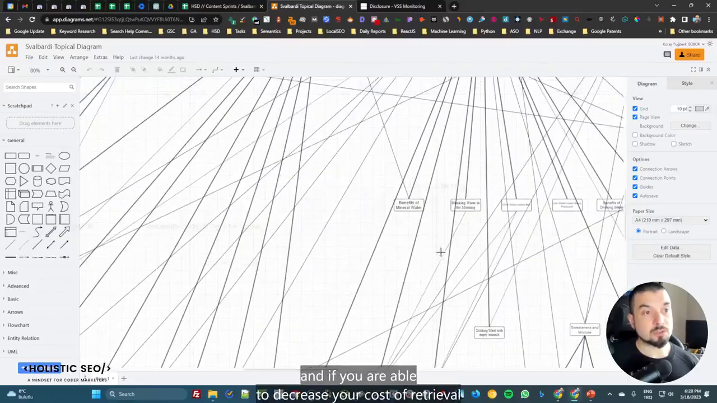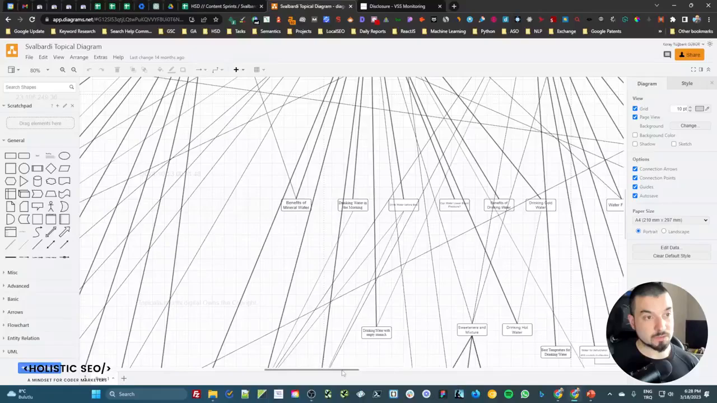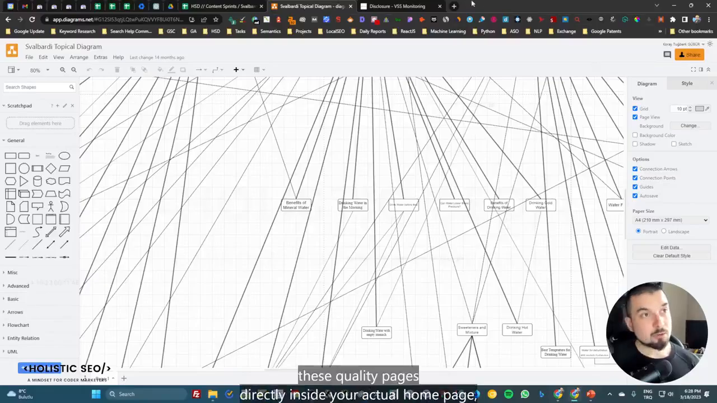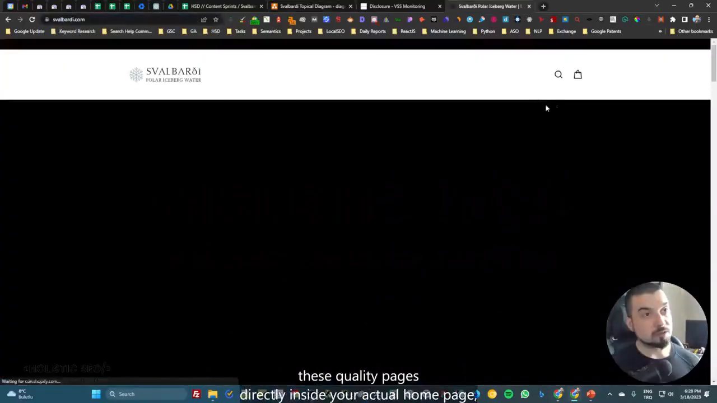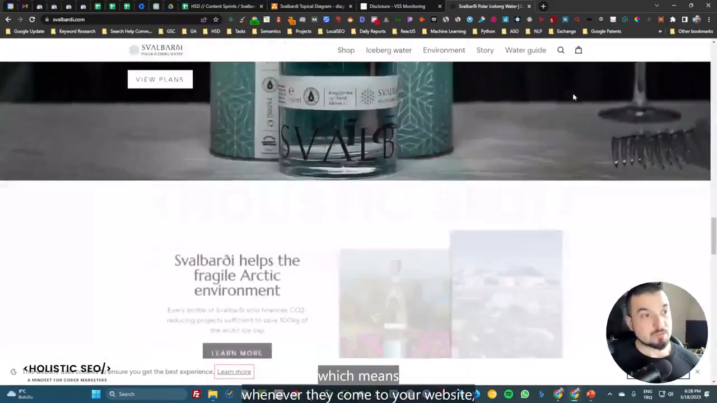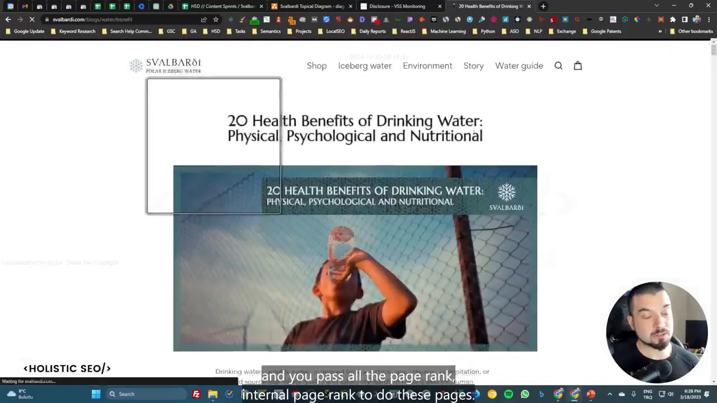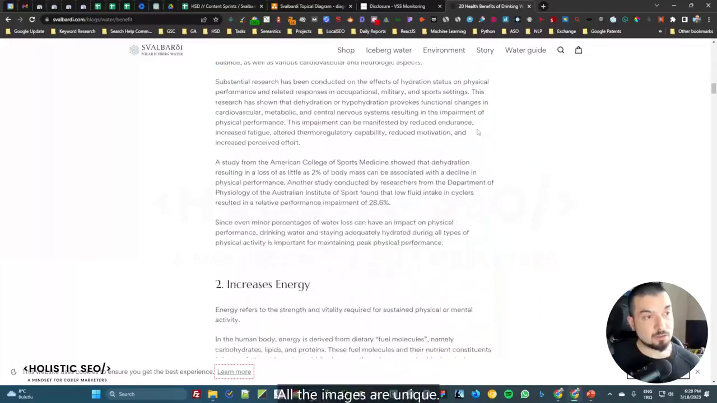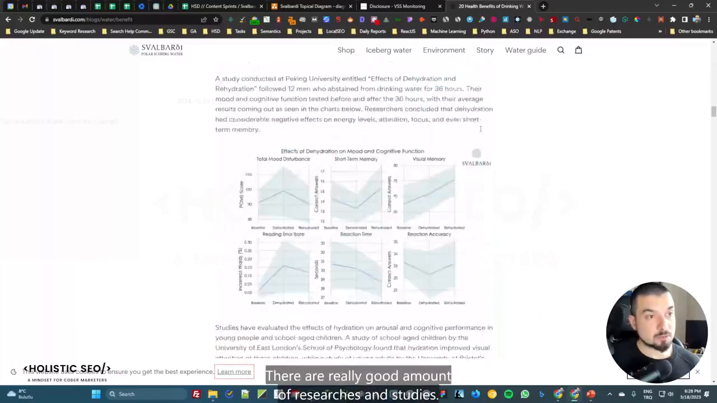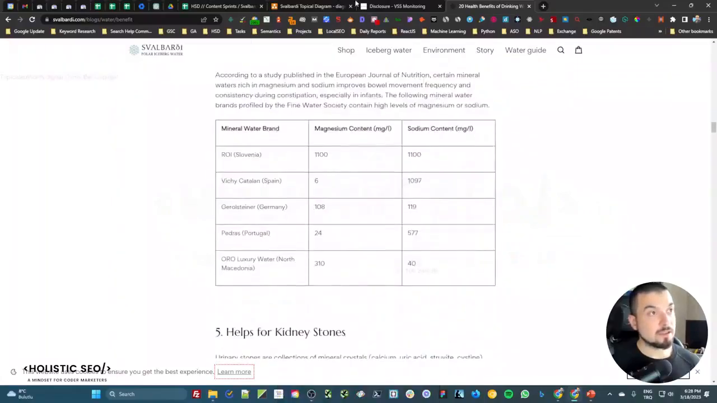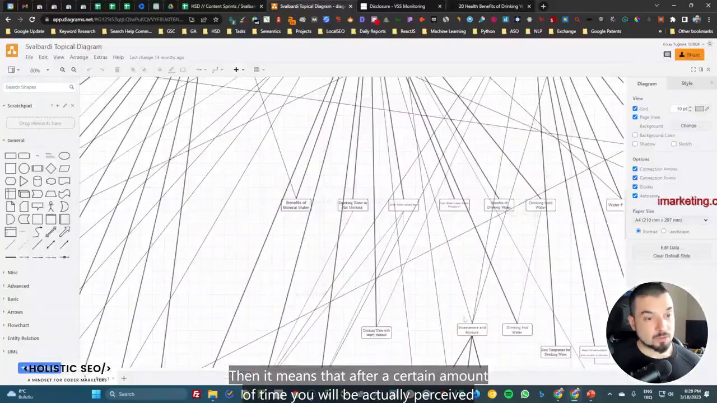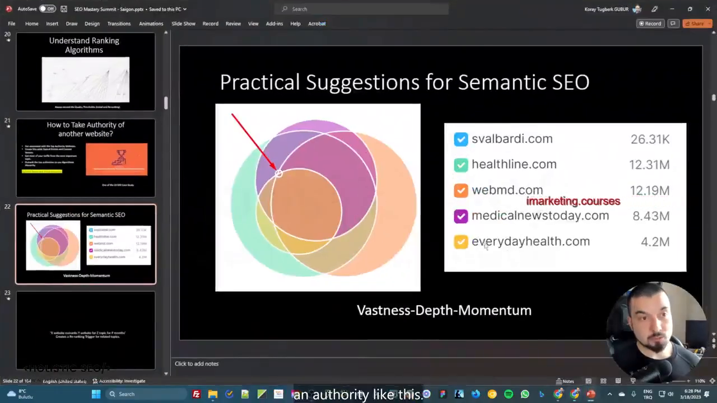And if you are able to decrease your cost of retrieval while increasing the quality of your indexed pages, and if you are able to reflect these quality pages directly inside your homepage, which means whenever they come to your website, they directly see these really quality pages, and you pass all the PageRank, internal PageRank, to these pages. All the images are unique. There is a really good amount of research and studies. Then it means that after a certain amount of time, you will be perceived as an authority like this.